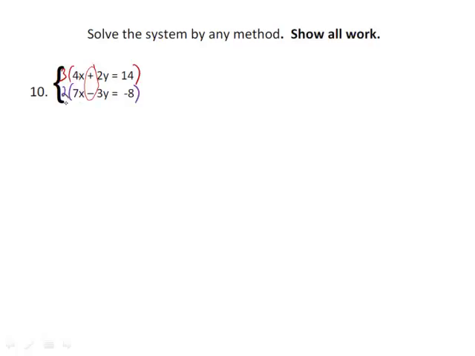Then we're going to have the bottom equation multiplied by 2, because negative 3 times 2 would make negative 6y. Remember, the whole idea is I want to get opposites here in the y's. That's the choice I made. So I multiply the top equation by 3 to create a 6y, bottom equation by 2 to create a negative 6y here. Alright, so let's do it.